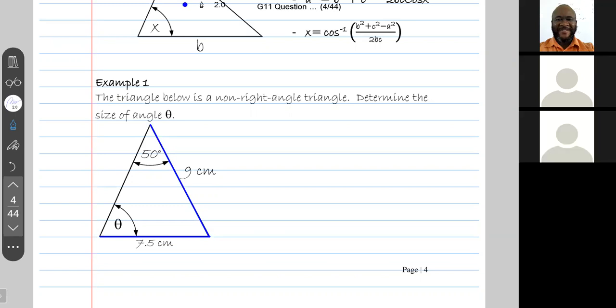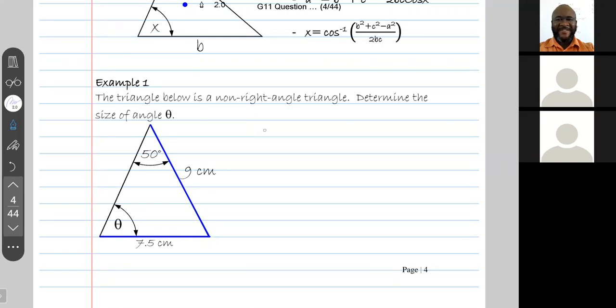Now, the 50 degrees is a non-inclusive angle. If it was inclusive, it would be here. So the condition I have is I'm given the length of two sides and a non-inclusive angle to find a second non-inclusive angle. That is a condition for applying the sine rule. Ladies, gentlemen, this is what I said earlier. With sine rule, anything I want, that is what I start with.